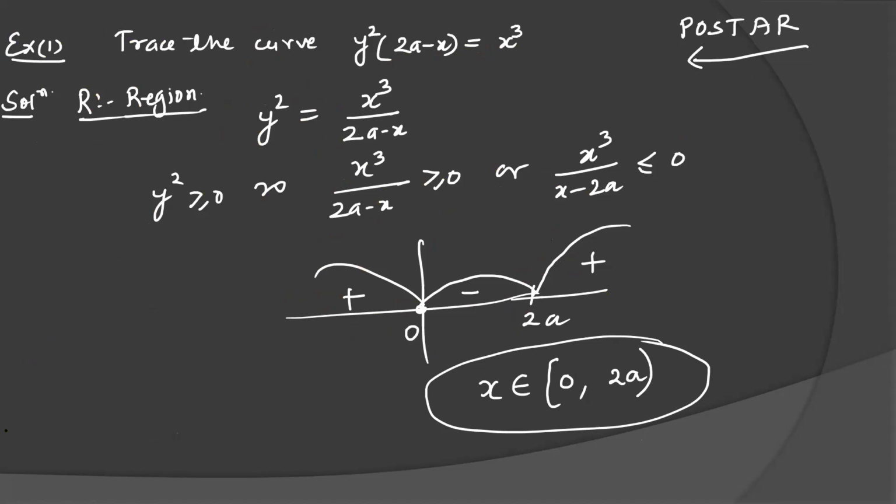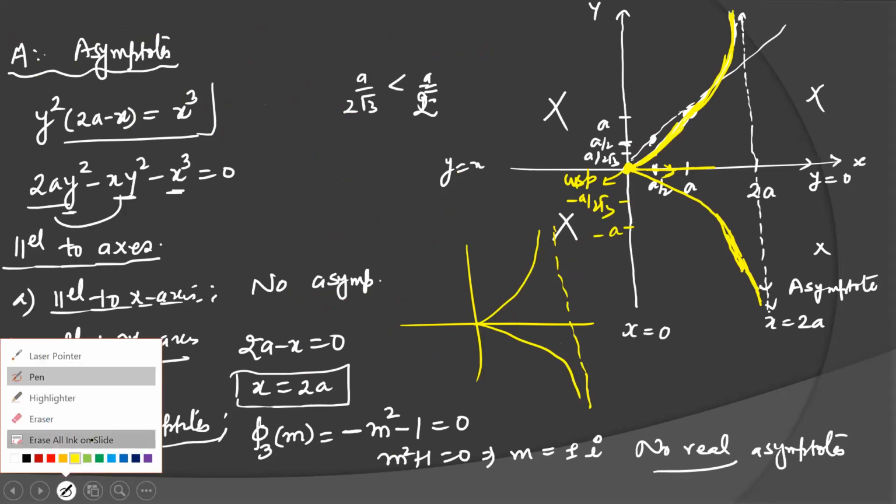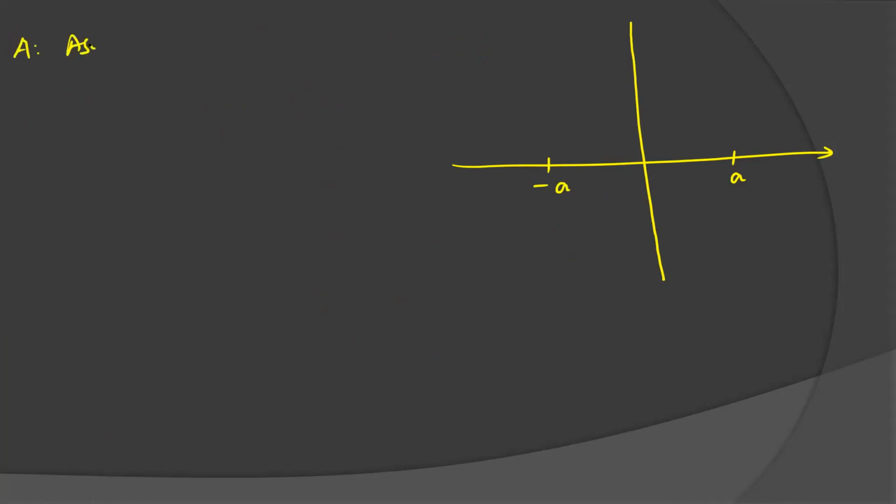So now I am going to draw this curve also. It will look like this. This is your a point. This is your minus a point. Outside there will be no meaning. Asymptotes. Parallel to axis. Case 1, parallel to x-axis.